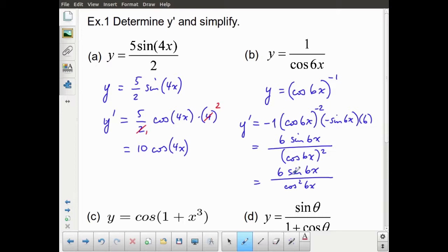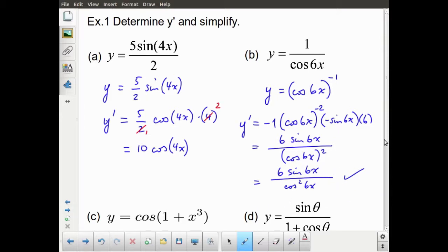Now you might notice a sine 6x over a cos 6x. Could we write that as tangent? Yes, we could. There's a number of different ways that we could write this, but this current form is perfectly fine for the answer we're looking for here. If we were going further with this, then we might use some trig identities to change its form. But for the way it is right now, it could stay like this.